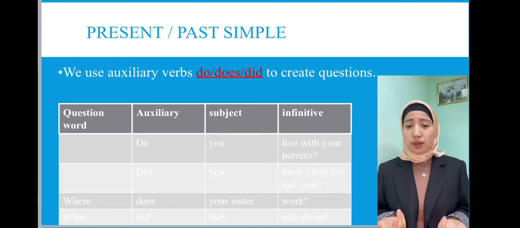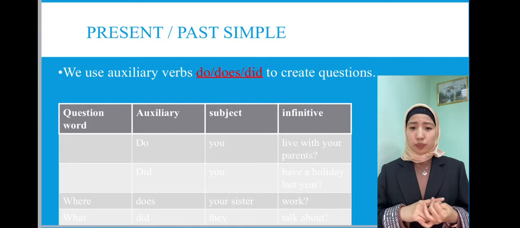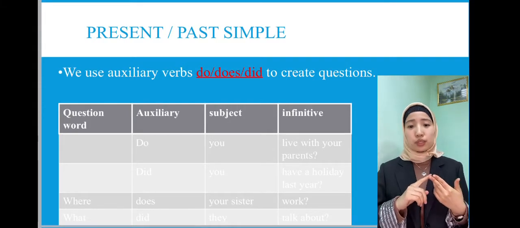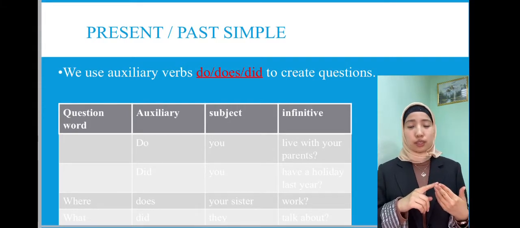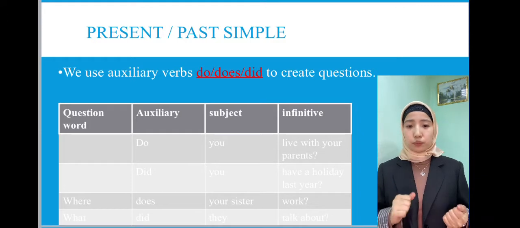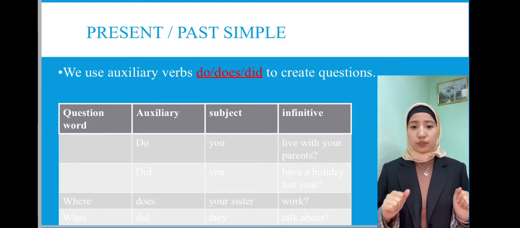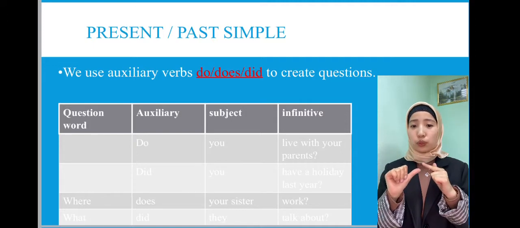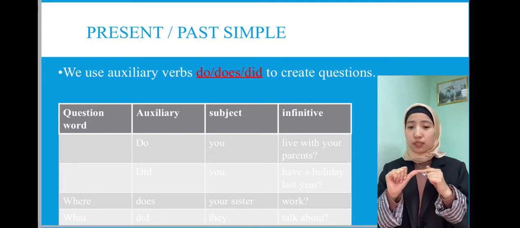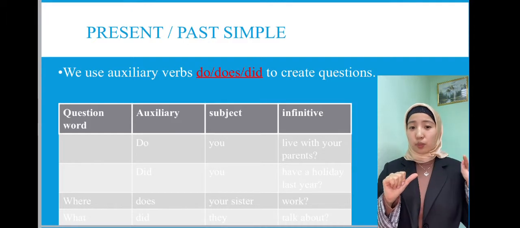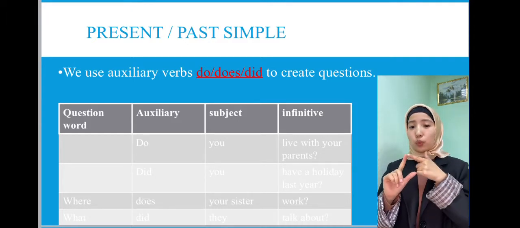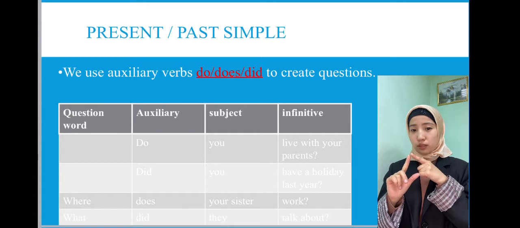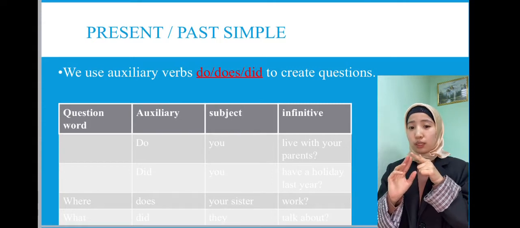Finally, let's talk about the present simple and the past simple. Why did I say finally? Because the majority of people make mistakes when they create questions in these tenses. So when we have a question word in the sentence, we put this question word at the beginning of the sentence. Then I'm talking about the present simple. Then we put after this do or does.